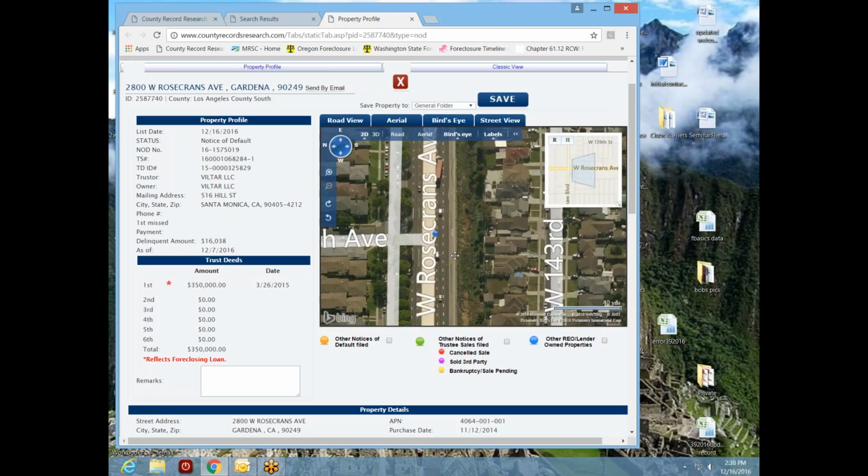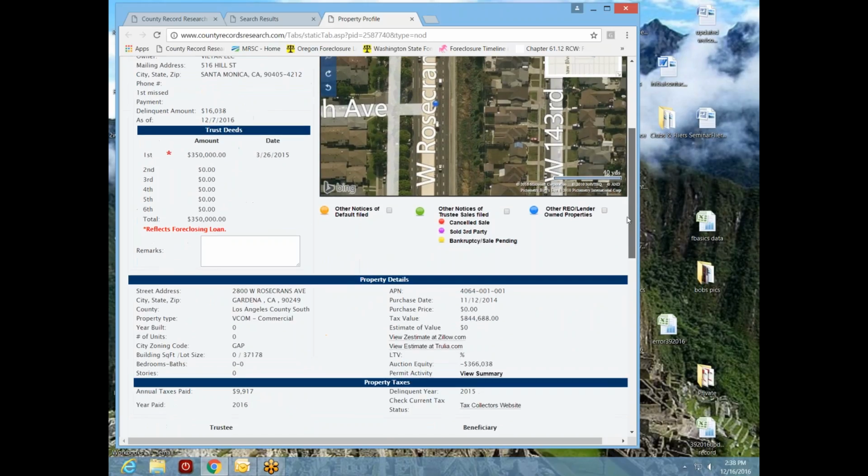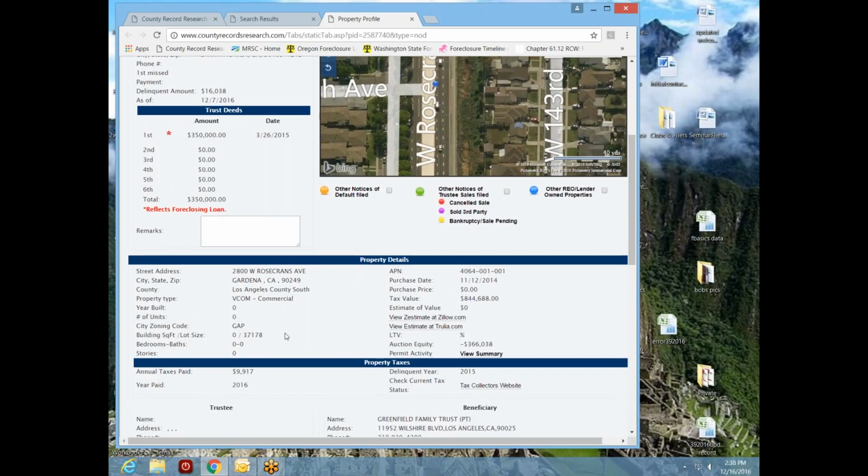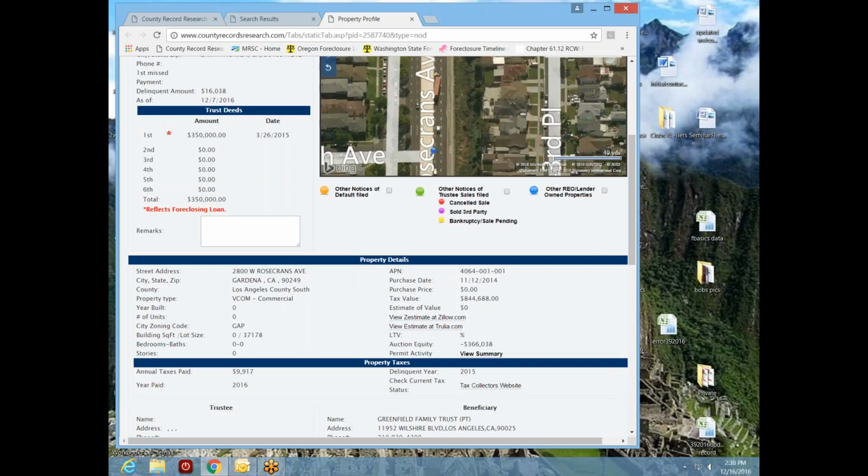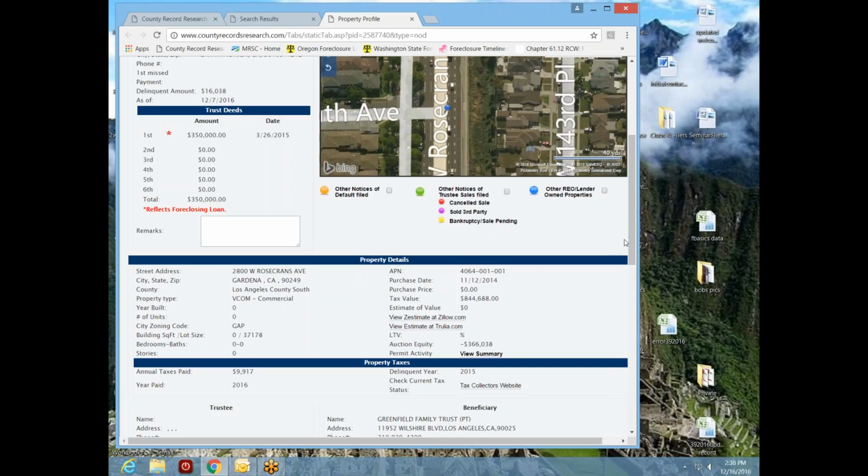Okay, so we might have this area here as a vacant strip of land, which is kind of odd, but that's okay. It is what it is. Notice the lot size is 37,178. Not a lot of land. Okay, so city zoning code says gap, so it kind of looks like a gap to me. All right, this is an oddball.